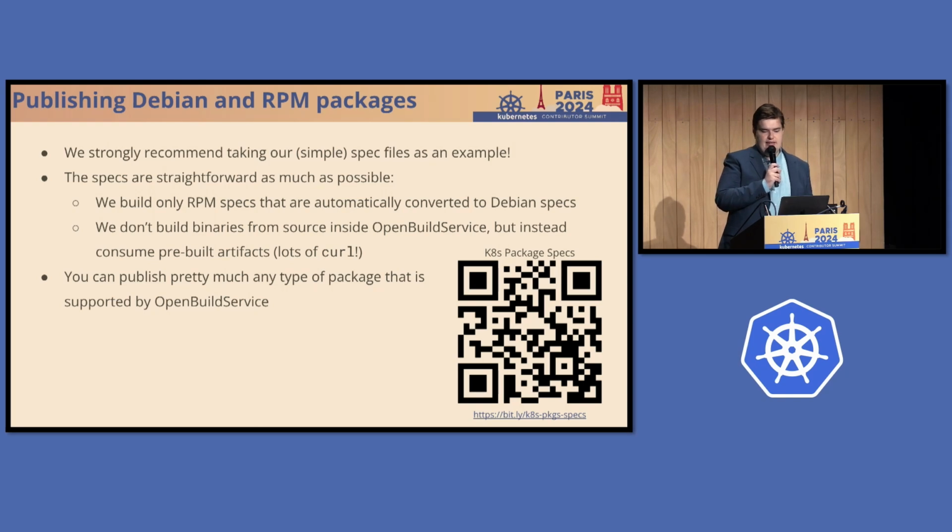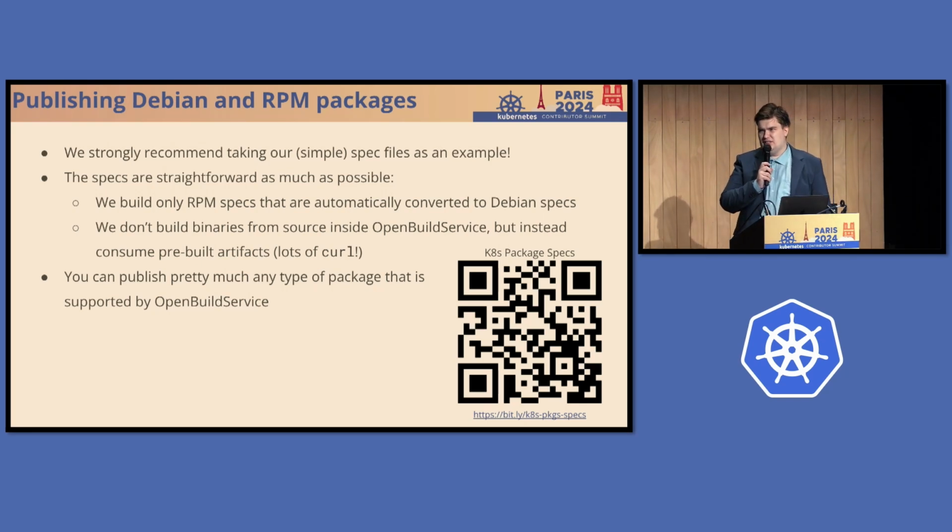So you can just take the spec files from us. We have the QR code and link here that is pointing, like kubectl ones and kubelet ones are ones that I recommend taking a look into. And one thing that I will just point out here for folks that are interested is that we build only RPM specs that are automatically converted to Debian specs, thanks to some super awesome tooling that we have in OBS. And we don't build binaries from sources inside OBS, but instead consume pre-built artifacts.